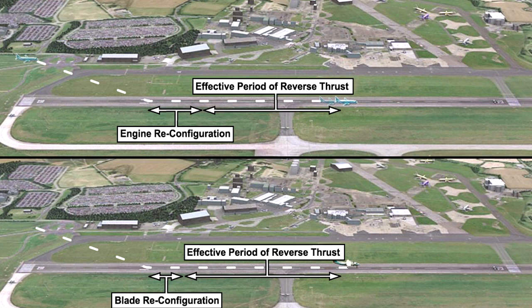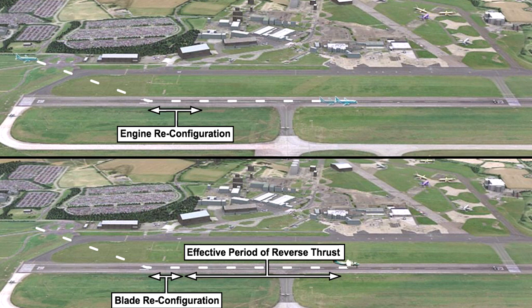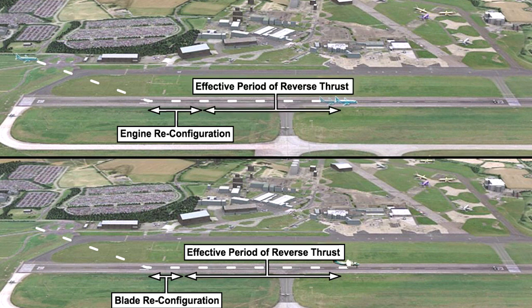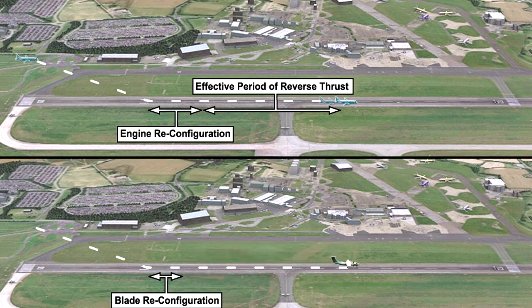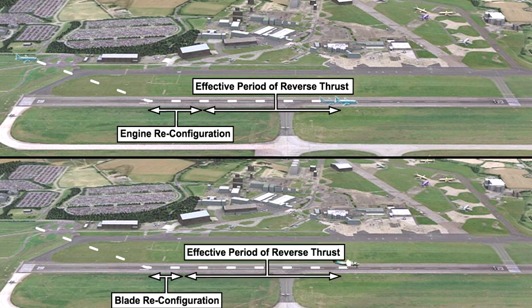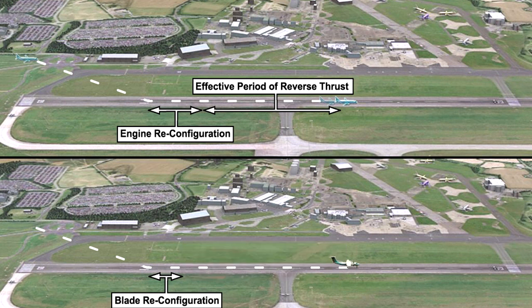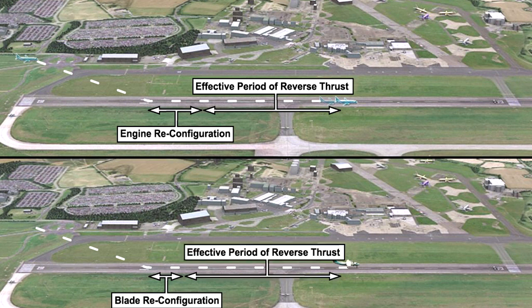In summary, the usable period of reverse thrust in the landing roll is shorter for a jet aeroplane than for a propeller aeroplane. For this reason, the authorities have laid down less stringent landing performance regulations for propeller aeroplanes. The precise nature of these regulations will be discussed later.